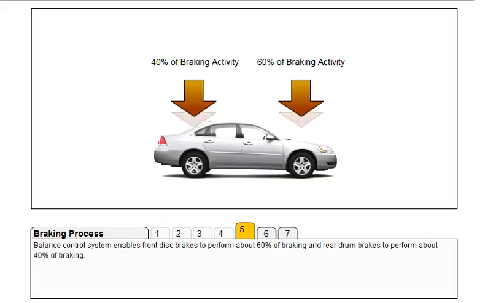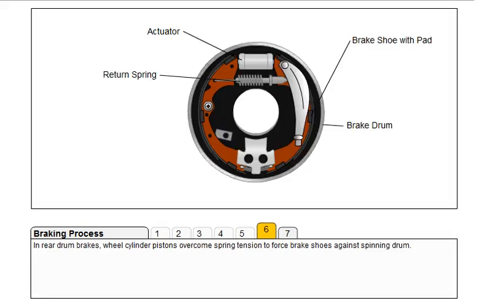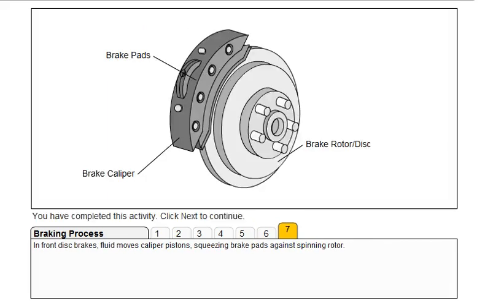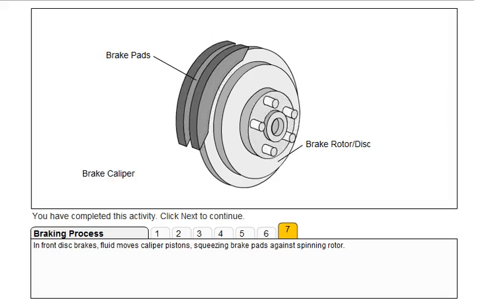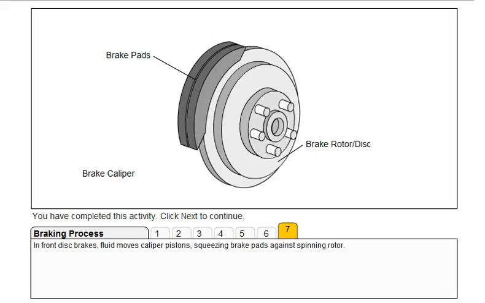The balance control system enables a balanced application of the brakes, with the front brake system performing a greater percentage of the braking activity. As the rear drum brakes apply, the wheel cylinder pistons overcome spring tension to force brake shoes against the spinning drum. When the front disc brakes apply, hydraulic fluid moves the caliper pistons and squeezes the brake pads against the spinning rotor.